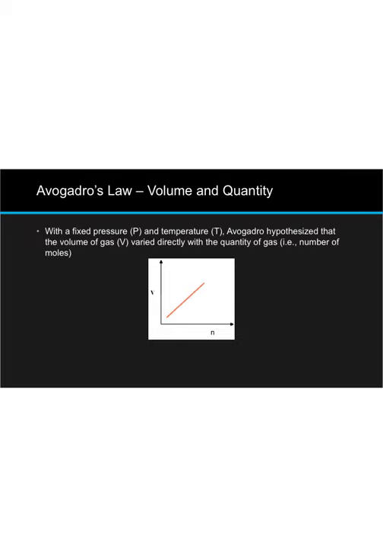Similar to Charles' law, Avogadro's law shows us that as the number of moles of gas particles increases, the volume of particles increases. Or, more simply put, the more stuff we have, the more space that stuff takes up. So, as the number of particles increases, volume increases. Another way to put Avogadro's law is that V1 over N1 is equal to V2 over N2.